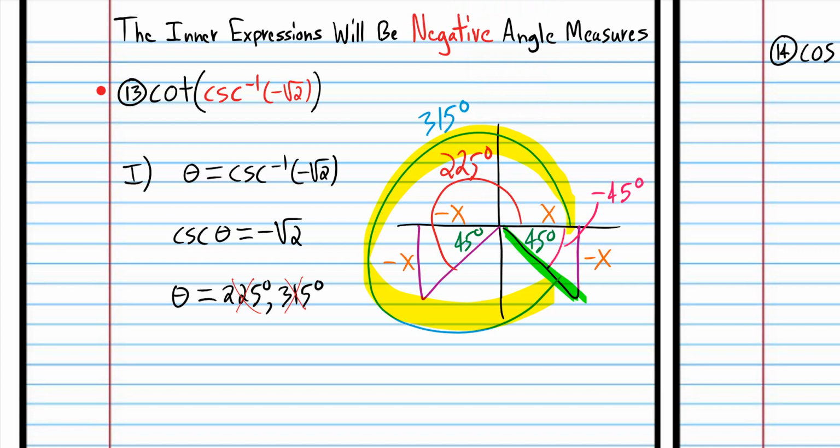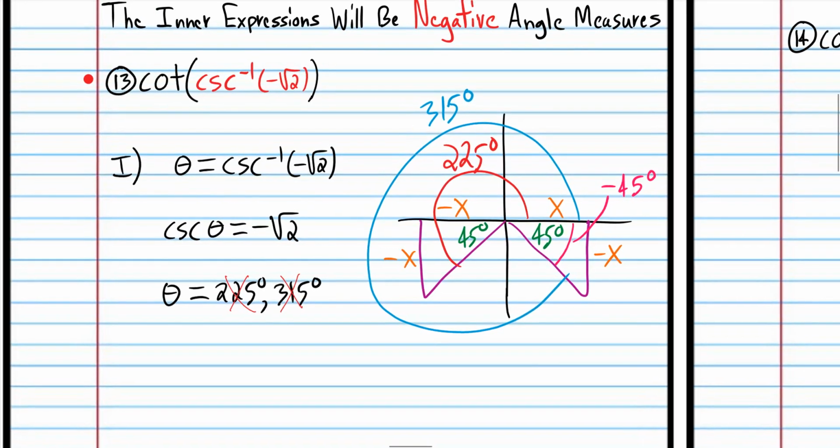But notice if you rotate in the pink negative 45 direction, that's going to be clockwise, and you end up at the same green terminal side of the angle. So they're coterminal. So again, the restriction for cosecant inverse is it has to be between negative 90 degrees and 90 degrees, not including 0. So our answer is actually going to be negative 45 degrees, the pink angle there.